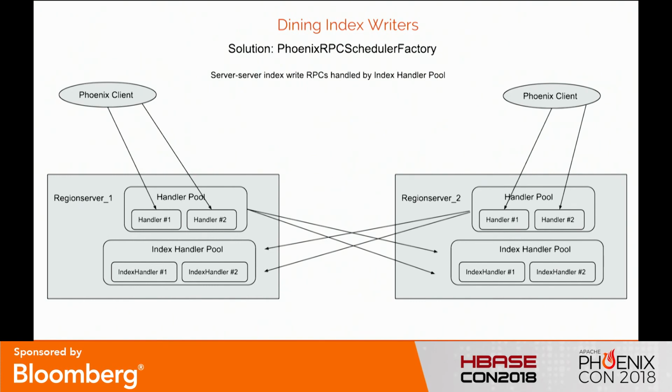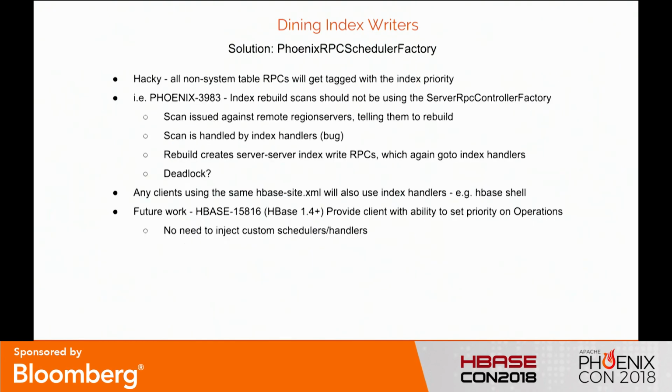So this is what it looks like. Now I have this extra handler pool on each region server. Those don't handle client requests, right? So this helps resolve that deadlock that I got into. The problem with this is it's kind of hacky.